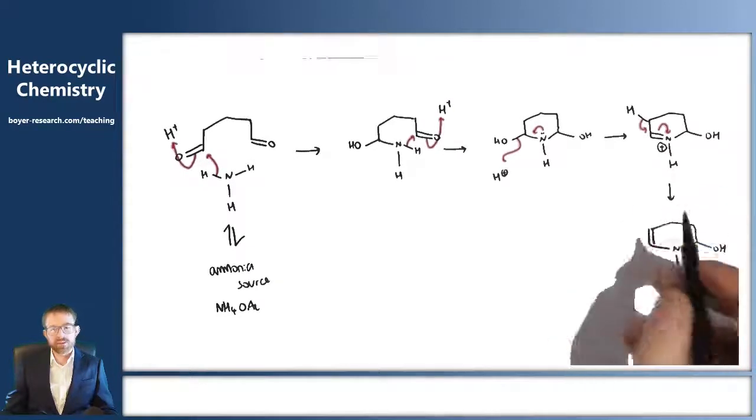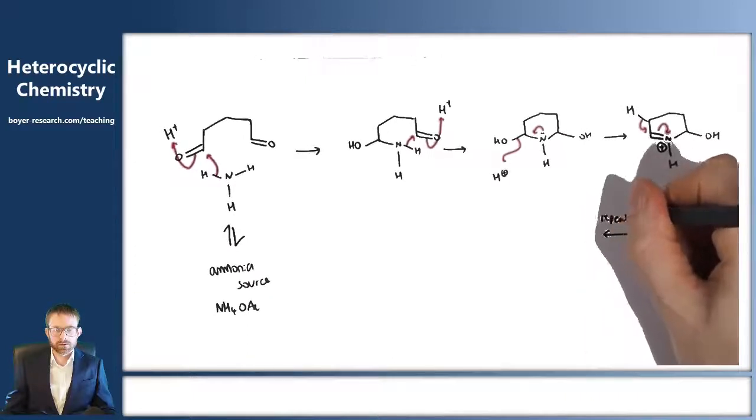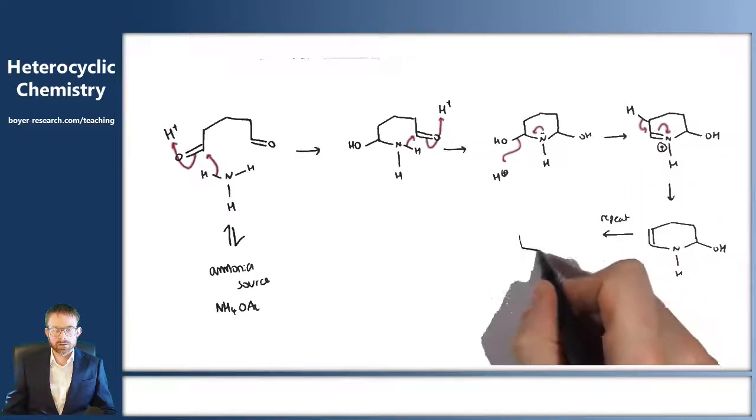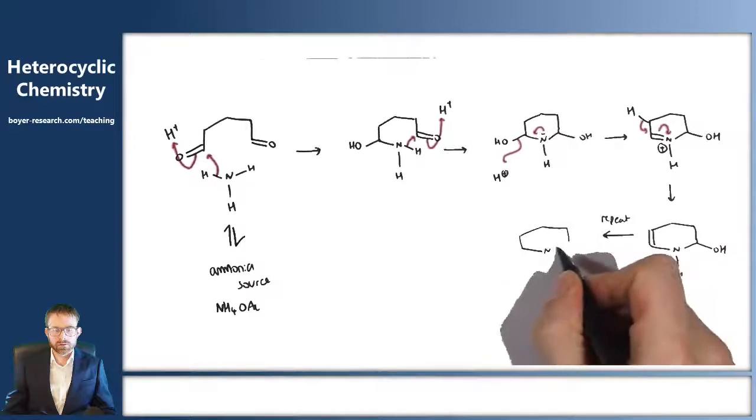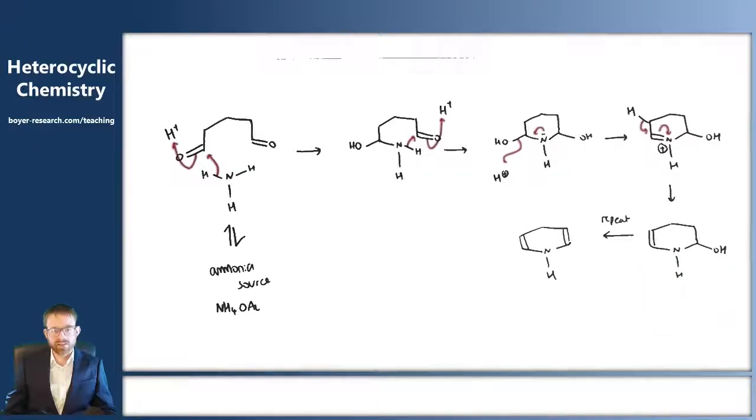We can repeat that process on the other side, and that gives us our 1,4-dihydropyridine. So the pyridine, but with an extra hydrogen at the 1, i.e. nitrogen, and the 4 positions.